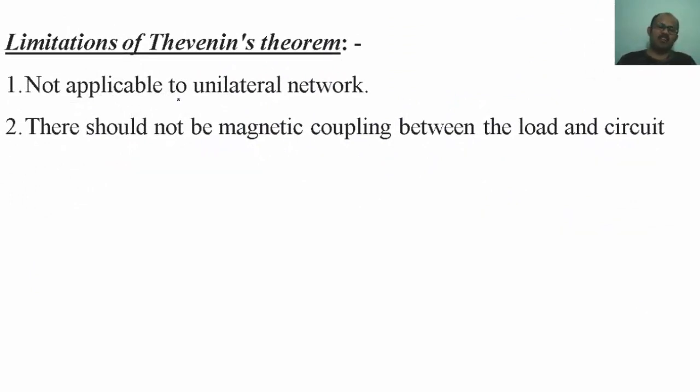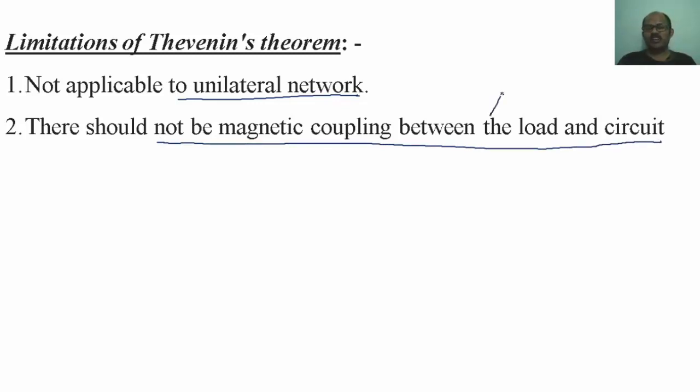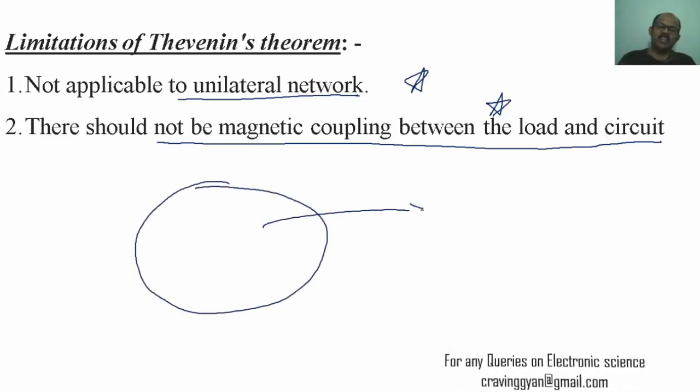If the circuit consists of unilateral network, then Thevenins theorem is not applicable. Example, diode. The second demerit is there should not be any magnetic coupling between the load and the circuit. So, this is very, very important. Right? Given a huge circuit, you can replace by your single voltage source, that is a Thevenins voltage, in series with, you are going to connect a Thevenins impedance, you are going to connect a load impedance at last. But if there is any magnetic coupling between the load and the circuit, loading is going to take place, then you can't apply Thevenins theorem. So, these two things are the drawbacks of Thevenins theorems.